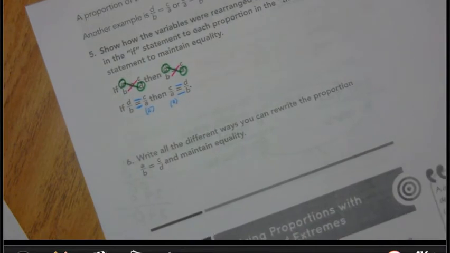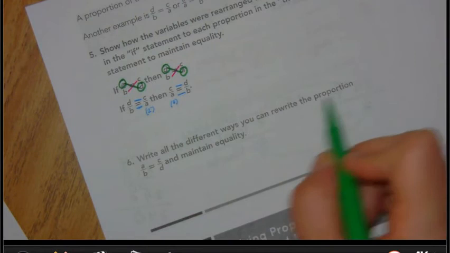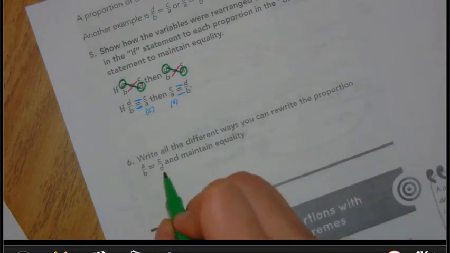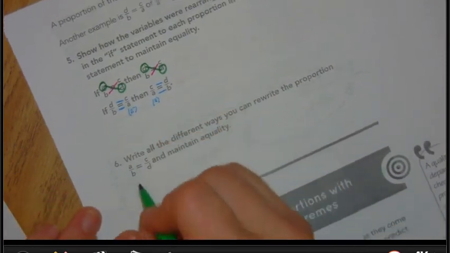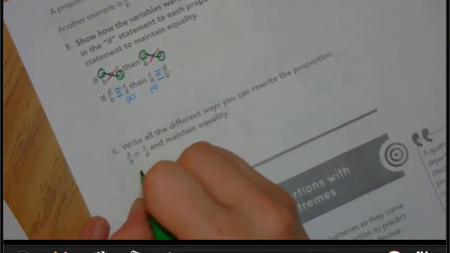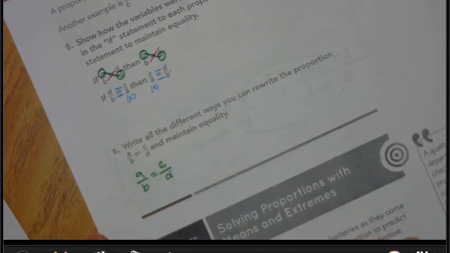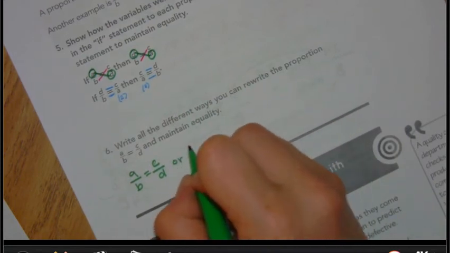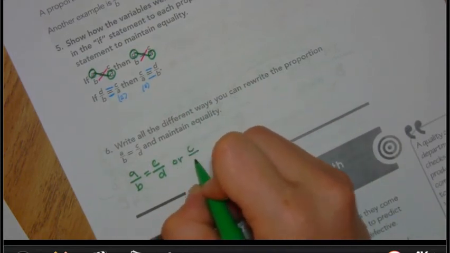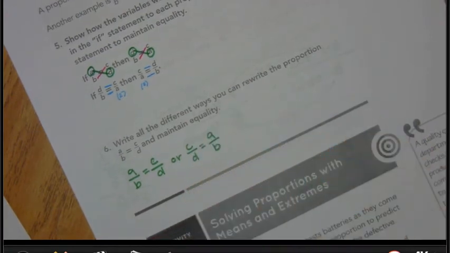Okay, and number 6, write all the different ways you can rewrite the proportion A over B equals C over D and maintain equality. All right, so I have A over B is equal to C over D. I can choose this or C over D equals A over B. Just use my flip version. That's what we learned up at the top.